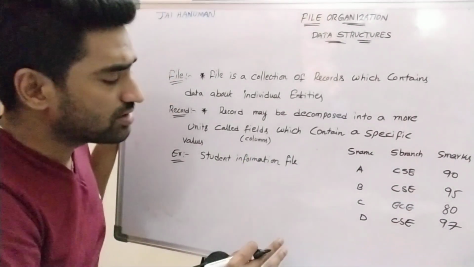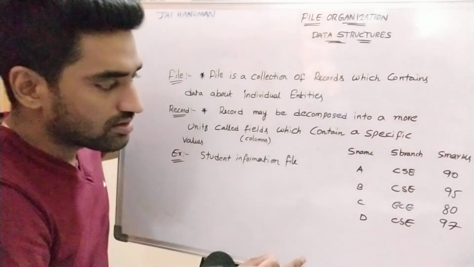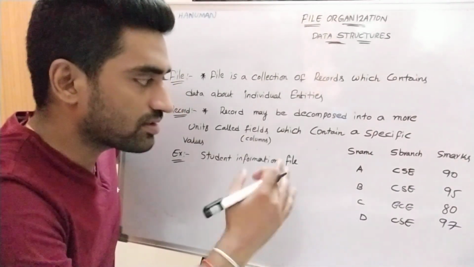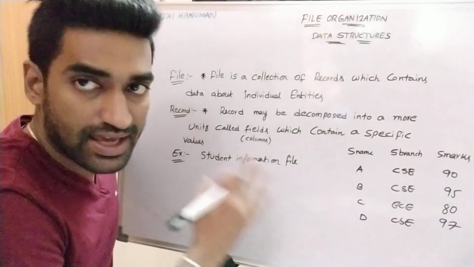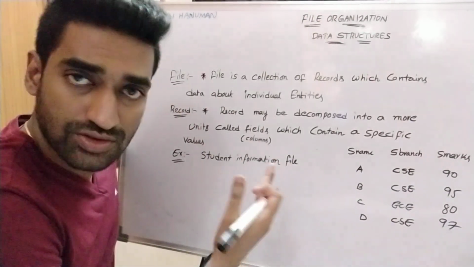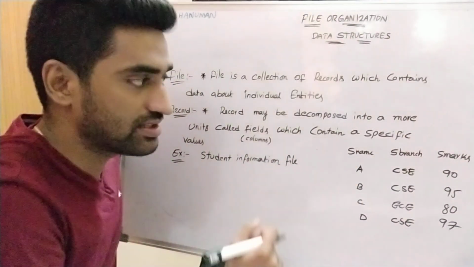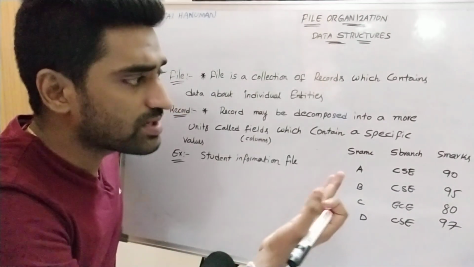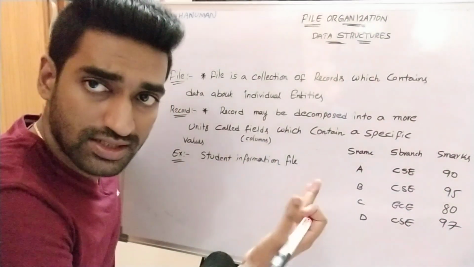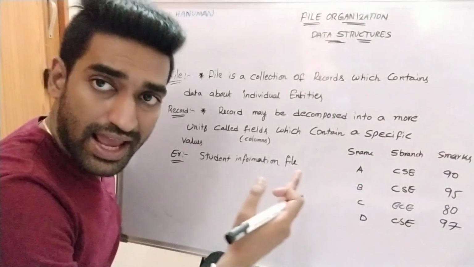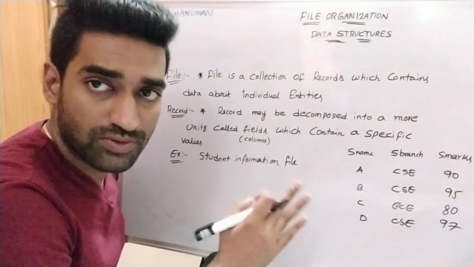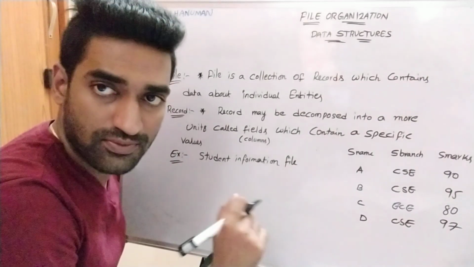In some cases, more than two students contain the same name, more than two students contain the same branch, and more than two students got the same marks. In such cases, how do we access the individual student information? It is a very difficult task.